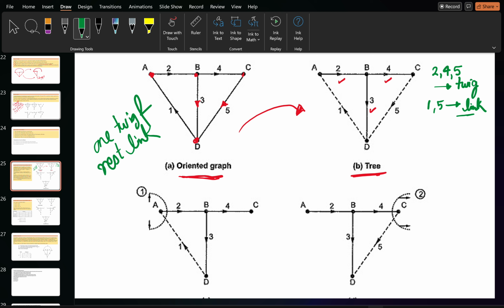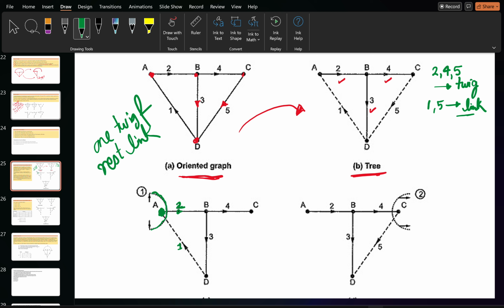Let me jump to node A. Suppose I am going to node A. Here, if you see, there is only one twig. The one twig is 2. Okay, and here is the dotted line 1, which is the link basically. So the definition is actually matching. There is only one twig and one link. Okay, so the cut set will be formed here at A.